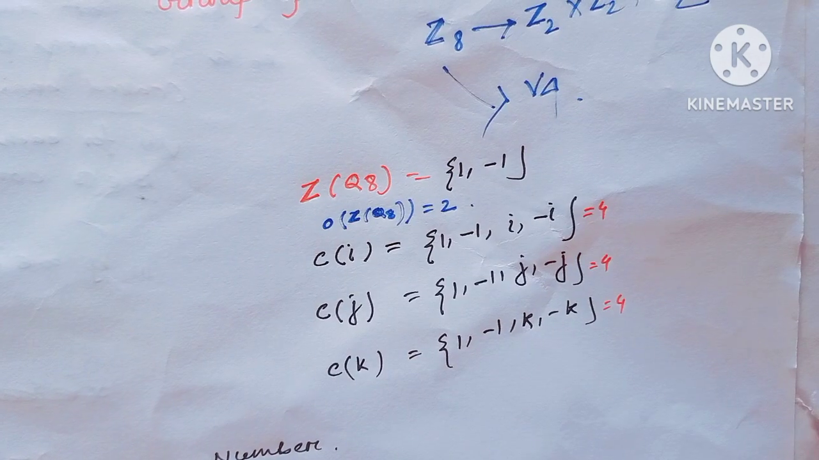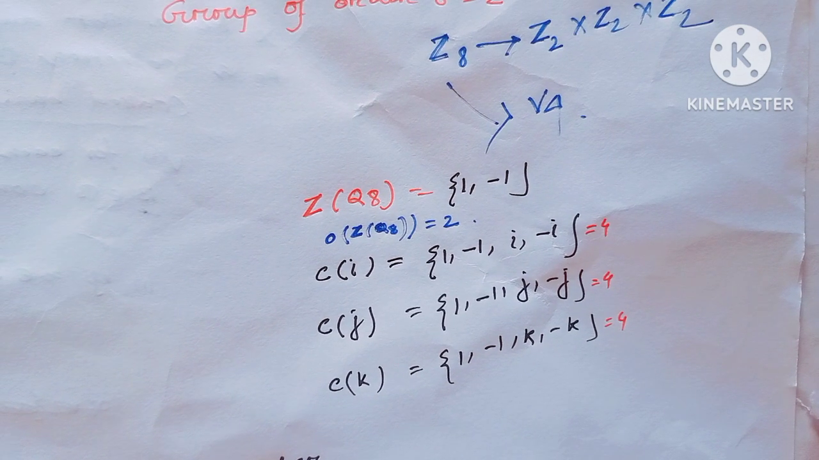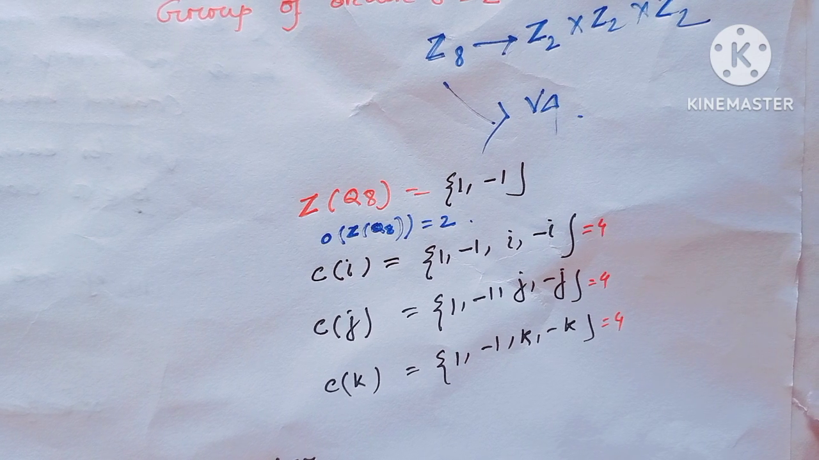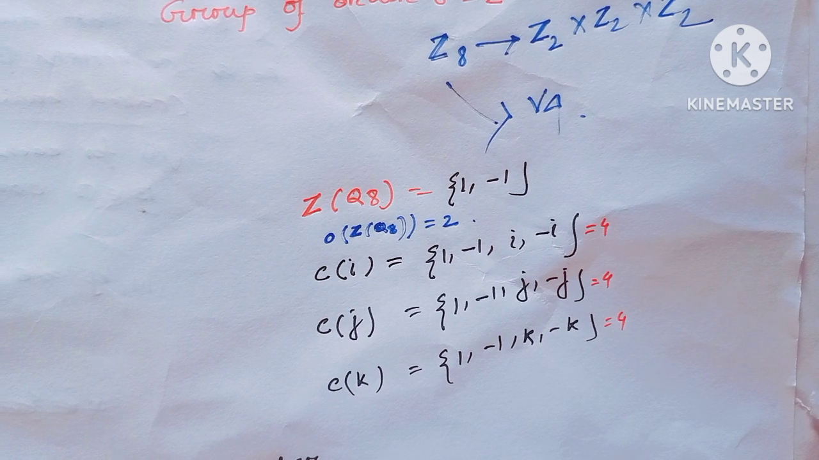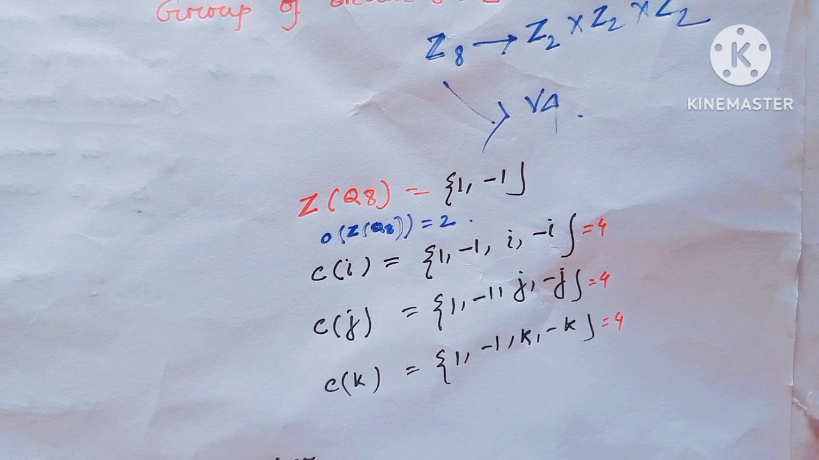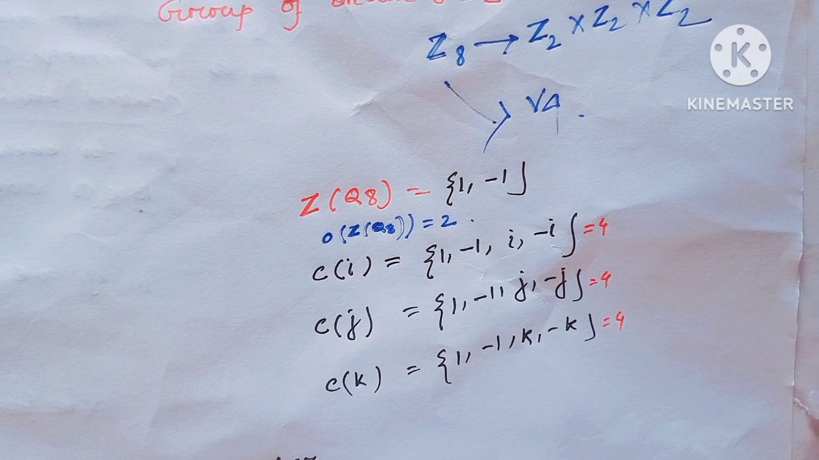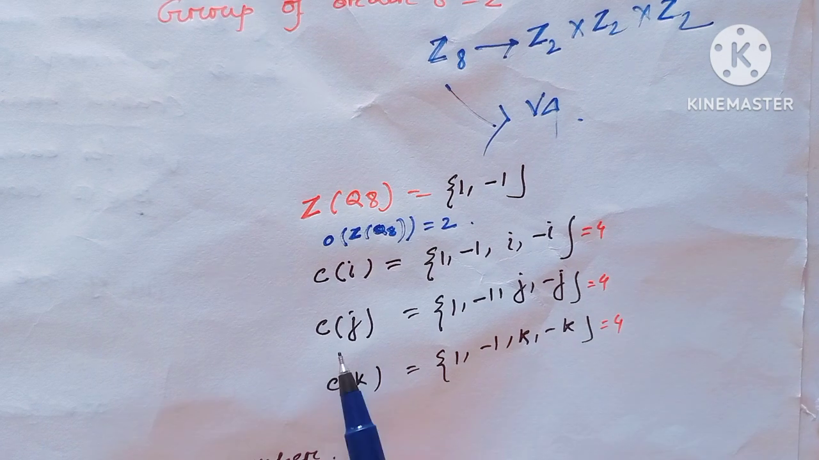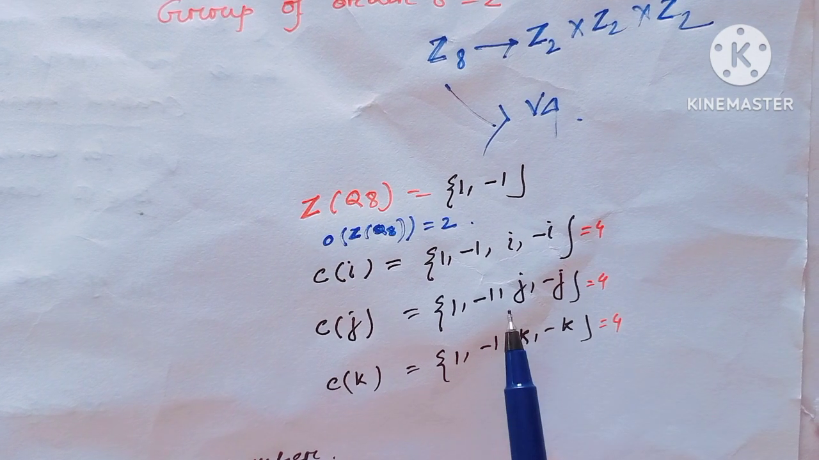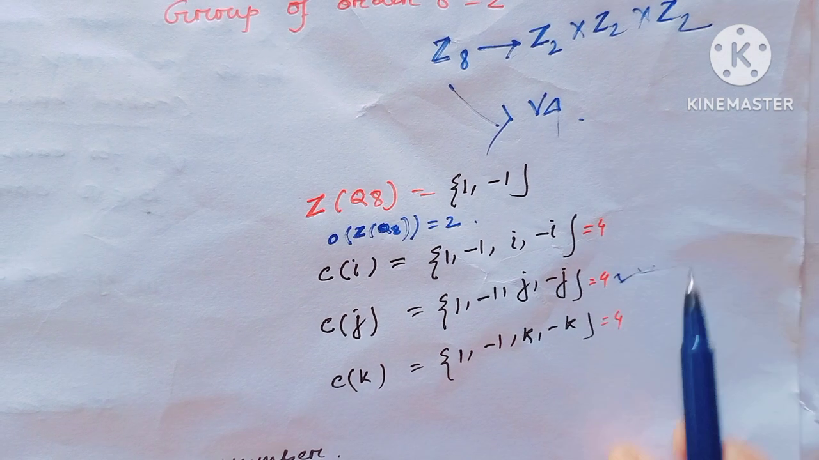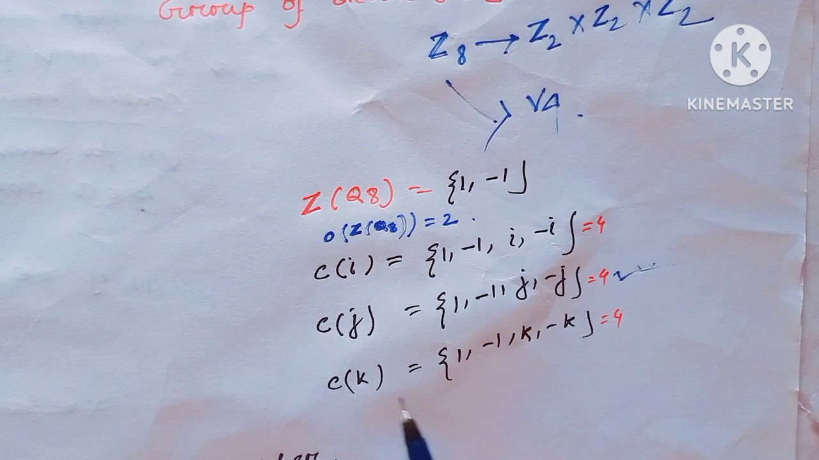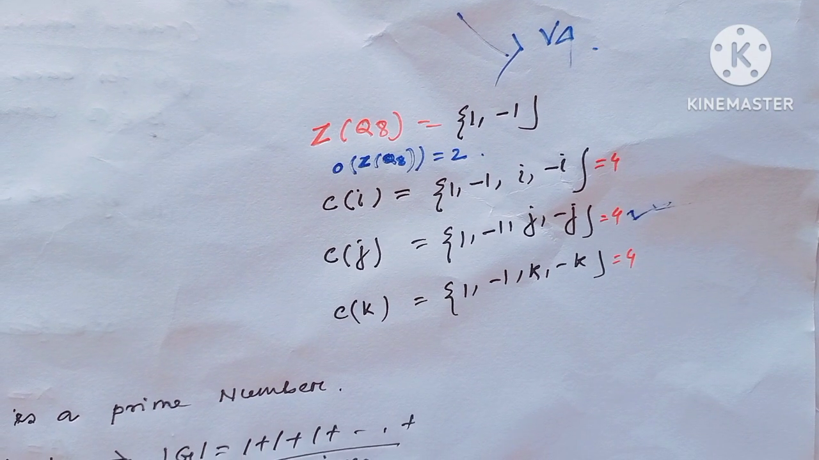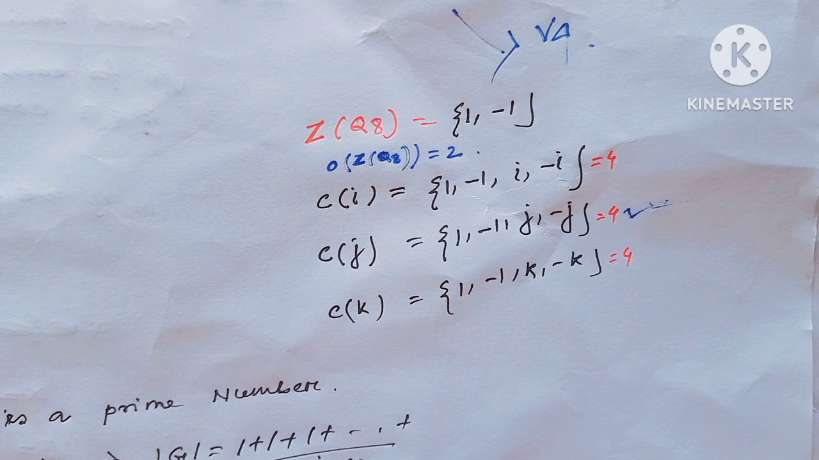First, the center of Q8 is {1, -1}, so the order of the center of Q8 is 2. The centralizer of i is the set containing the elements 1, -1, i, -i, so the order of C(i) is 4. Similarly, the centralizer of j is {1, -1, j, -j}, so the order of C(j) is 4. The centralizer of k is {1, -1, k, -k}, so the order of C(k) is 4.